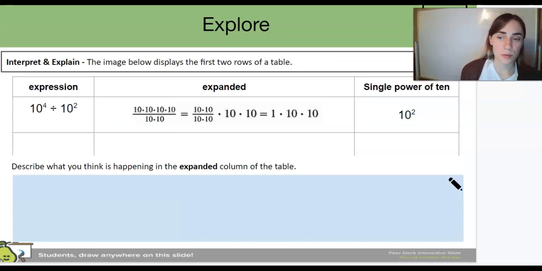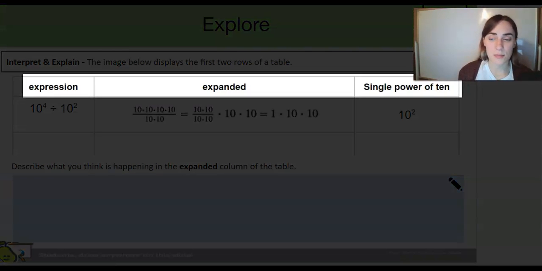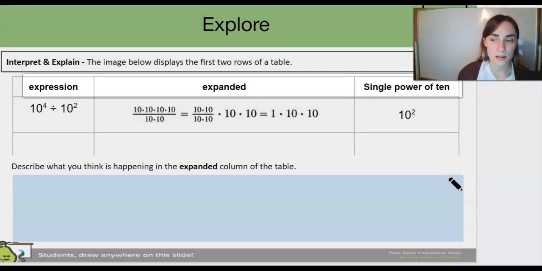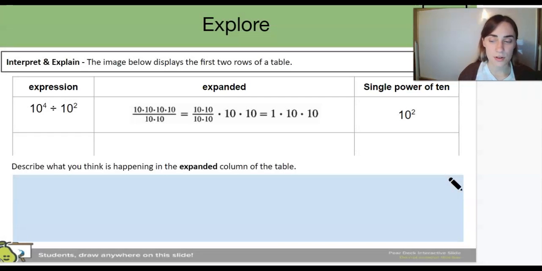Moving into our Explore section, we're going to interpret and explain the table in the middle of your screen. It says the image below displays the first 2 rows of a table. And the headings of our table say expression on the left, expanded in the middle, and single powers of 10 on the right. So our expression in the first row of our table is 10 to the 4th power divided by 10 to the 2nd power.